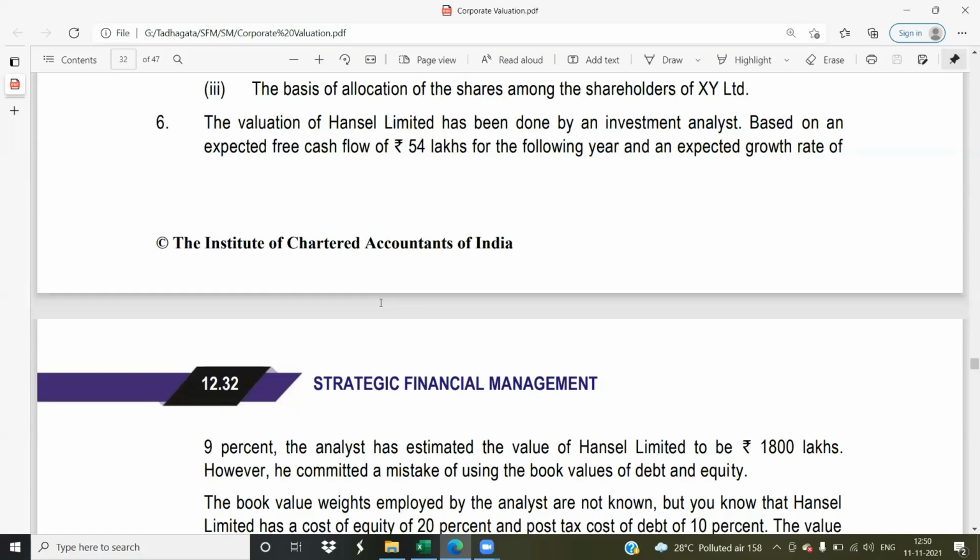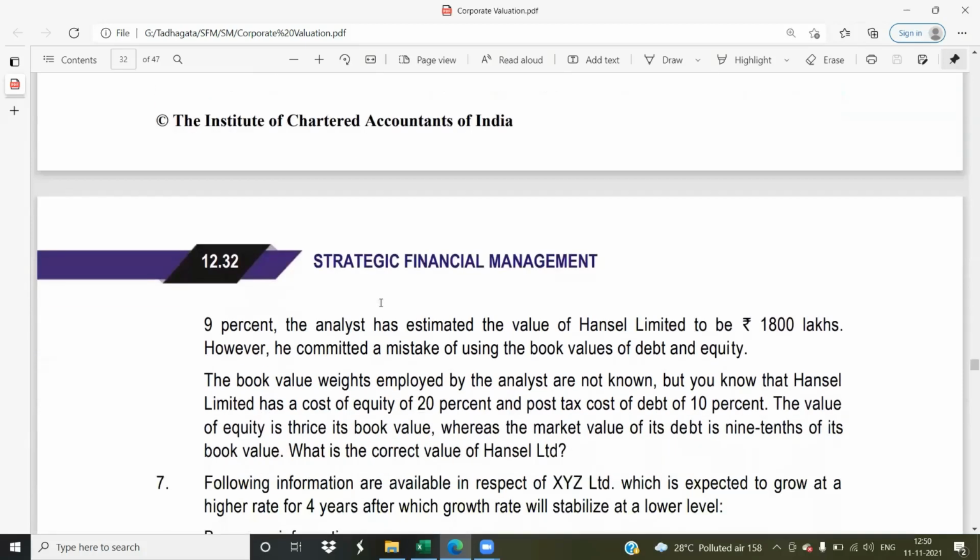So what is weighted average cost of capital? Weight of equity into cost of equity plus weight of debt into cost of debt, right? So let us assume that weight of equity is A. So weight of debt will be 1 minus A. So A into 20% plus 1 minus A into 10% is equal to WACC derived above, right? So we can find out the book value weights of both equity and debt using this particular equation.